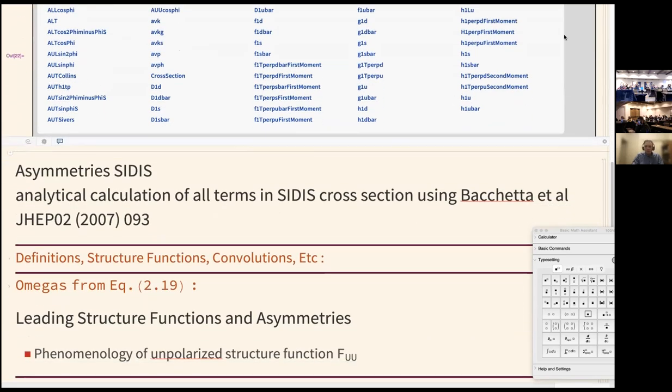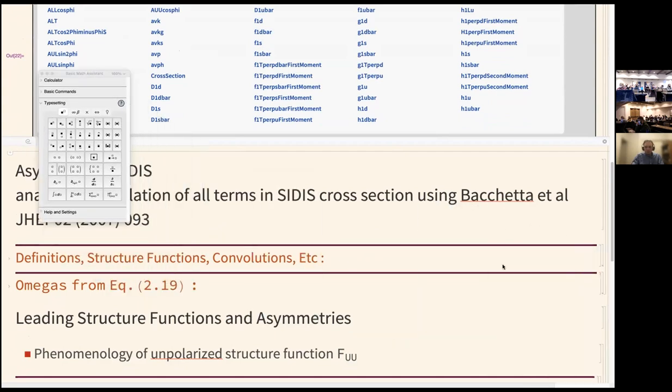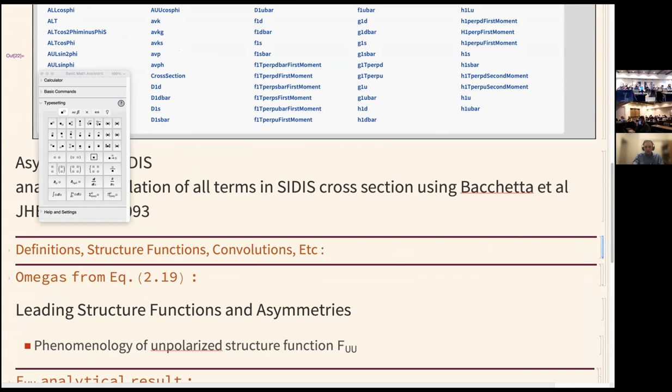So right now, let me go and talk about this particular one. It's definition, structure, functions, and convolutions. This is intended to teach you how to do the actual analytical computations.